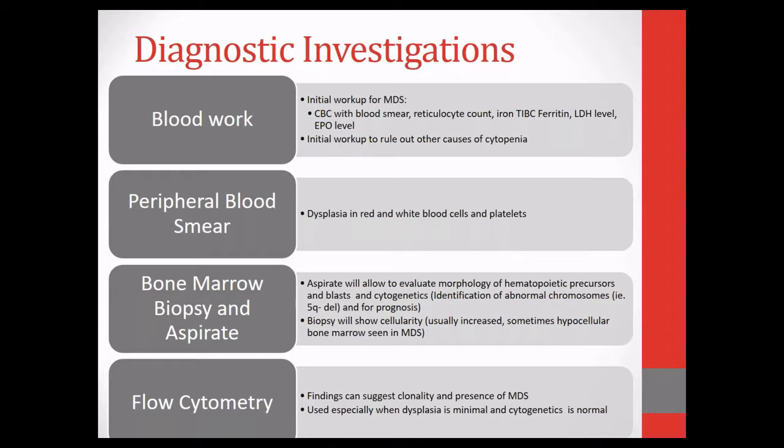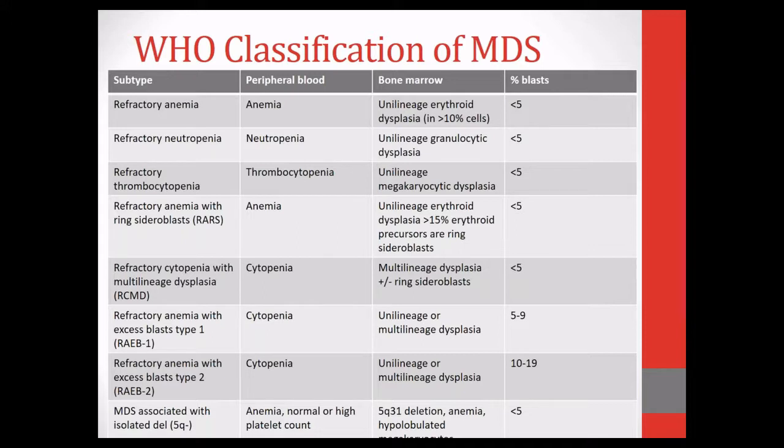We must also do a flow cytometry to suggest clonality in the presence of MDS, and this is especially helpful when our dysplasia is minimal and we have normal cytogenetics, or we have normal chromosomes. MDS is classified based on our blood counts, the morphologic appearance, the number of blasts in our blood or our bone marrow, as well as a genetic analysis.